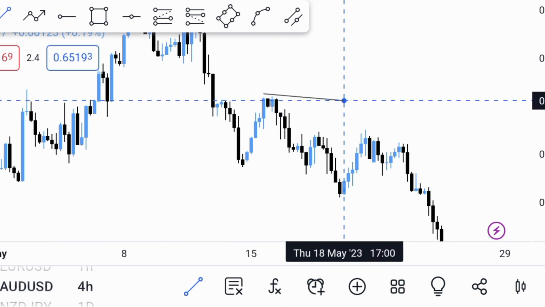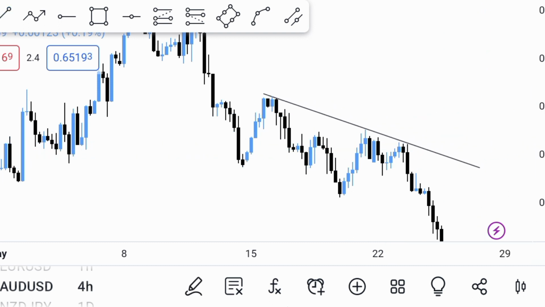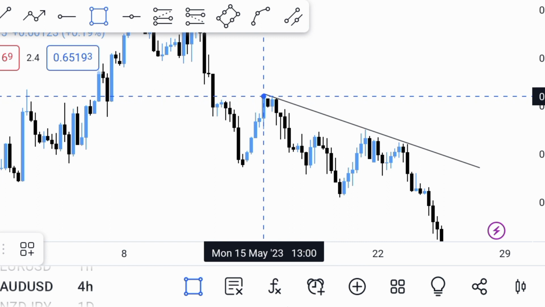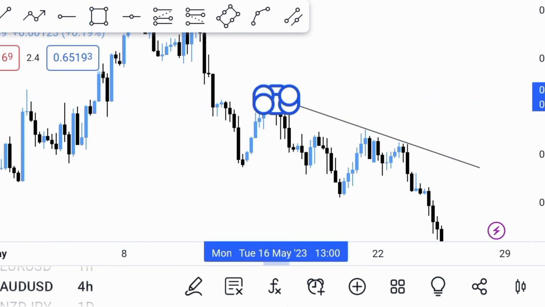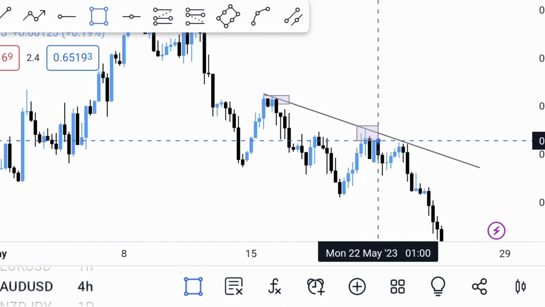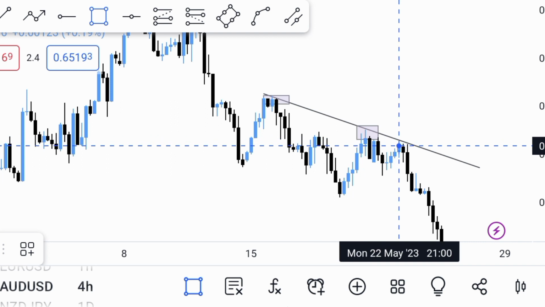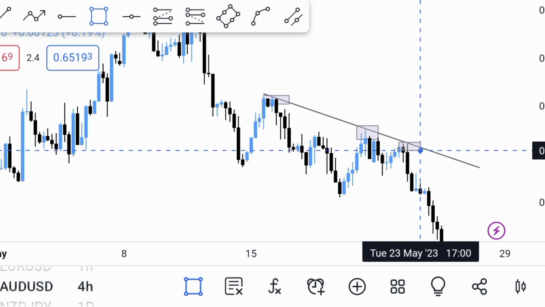Trend line third touch. I drew my trend line like so, and here was our first touch, here was our second touch, and here was our third touch.